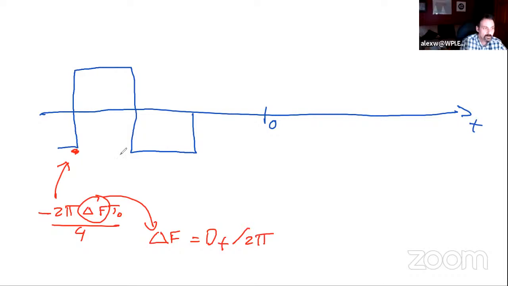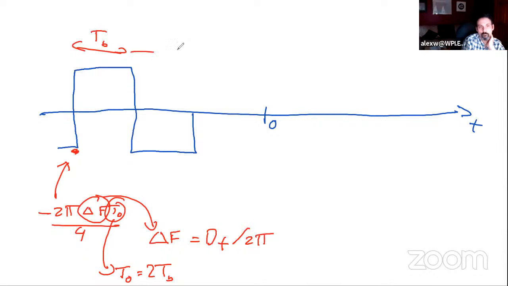Now, the other thing, t naught. What is t naught? T naught is equal to 2 TB. Think of it this way: it's a stretch across. This is 1 TB, and that's another TB. So let's say this entire cycle. Suppose we start there.